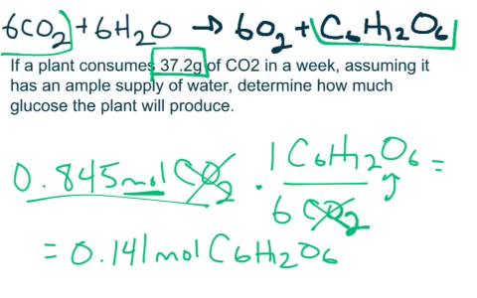And the answer for that so far is going to be 0.141 moles of glucose. Okay, so we have successfully turned grams of carbon dioxide into moles, then we use stoichiometry to turn carbon dioxide into glucose, and now we have a value for glucose. The problem is this is not a measure.